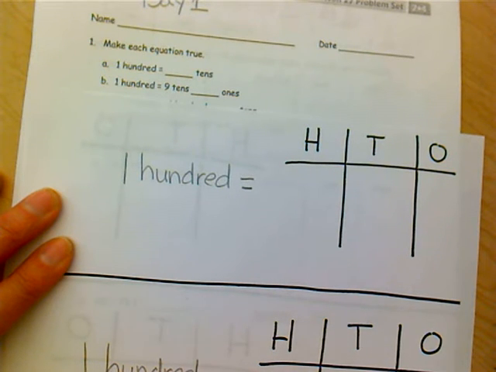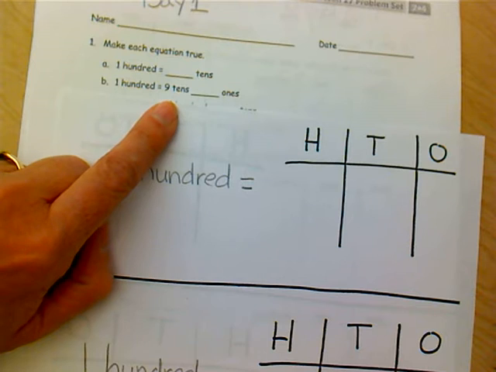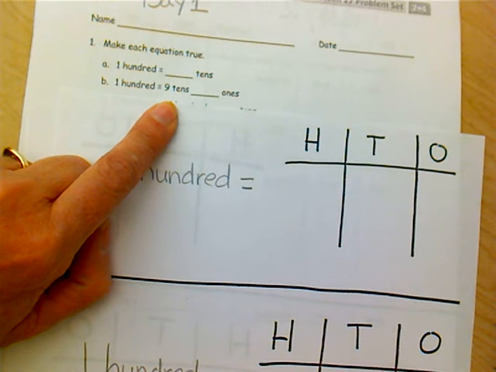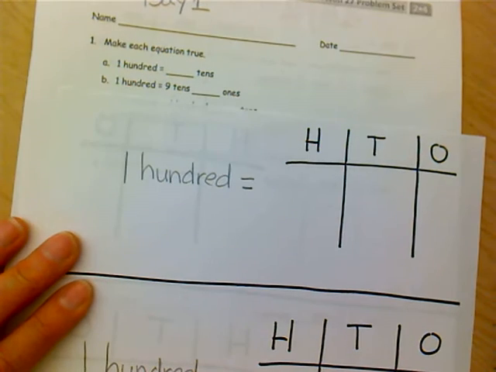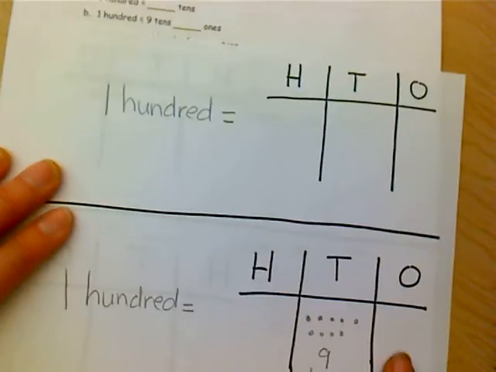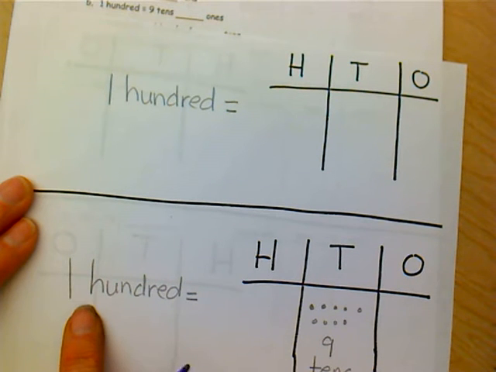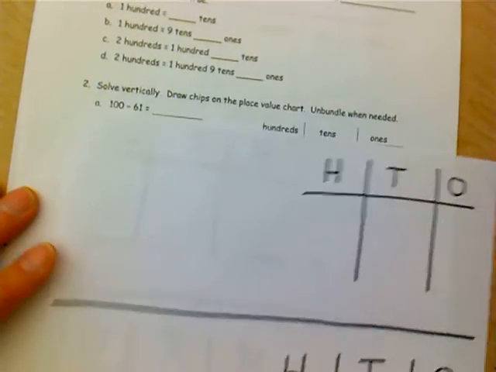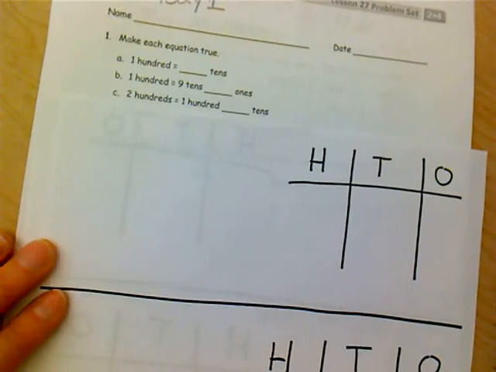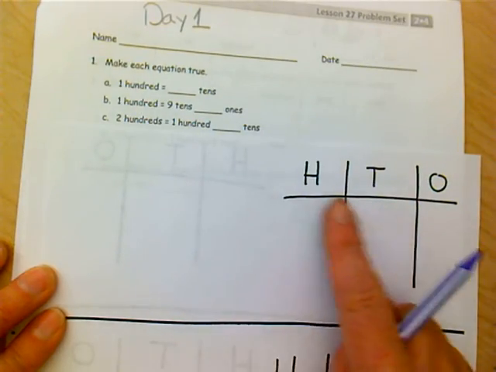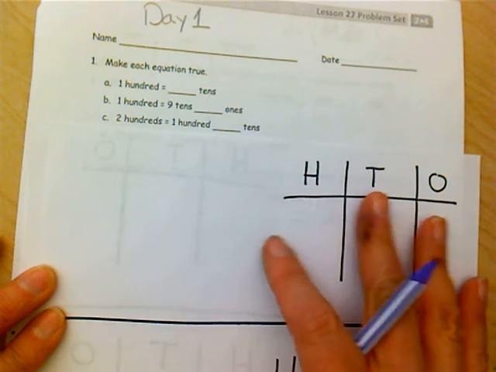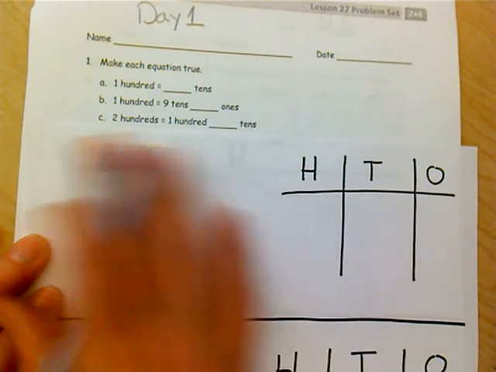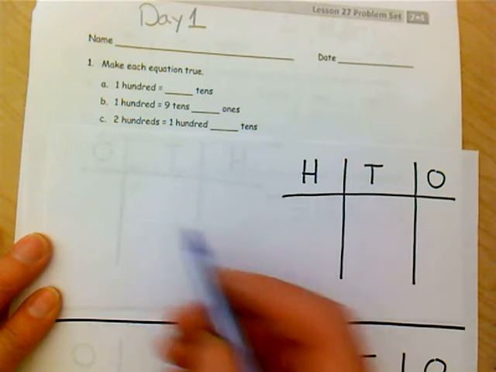is equal to, they said 9 tens, so I did 1, 2, 3, 4, 5, 6, 7, 8, 9 tens, so that was 9 tens, and you have to tell how many ones. 100 is equal to 9 tens and how many ones? And then I did the same thing over on the other side of this page with my hundreds, tens, and ones. You don't have a copy of this, you're going to have to make it. Miss Mulder made this for us, and I know you've seen her use it before.